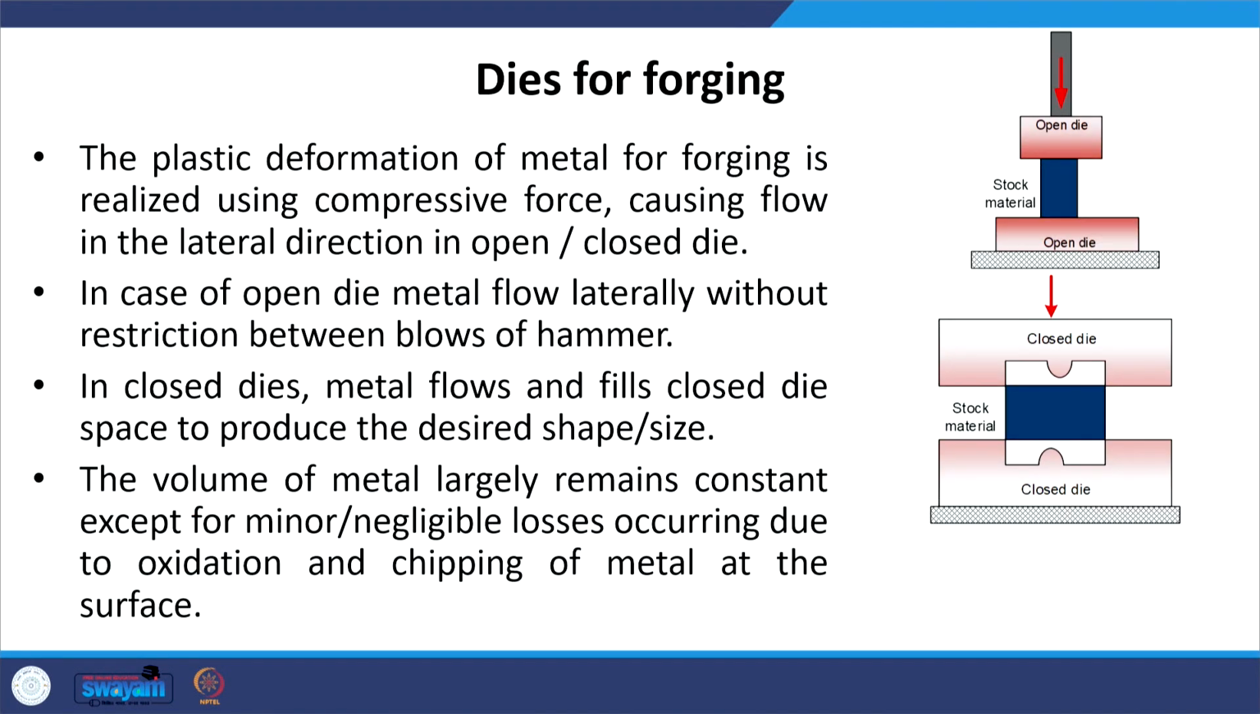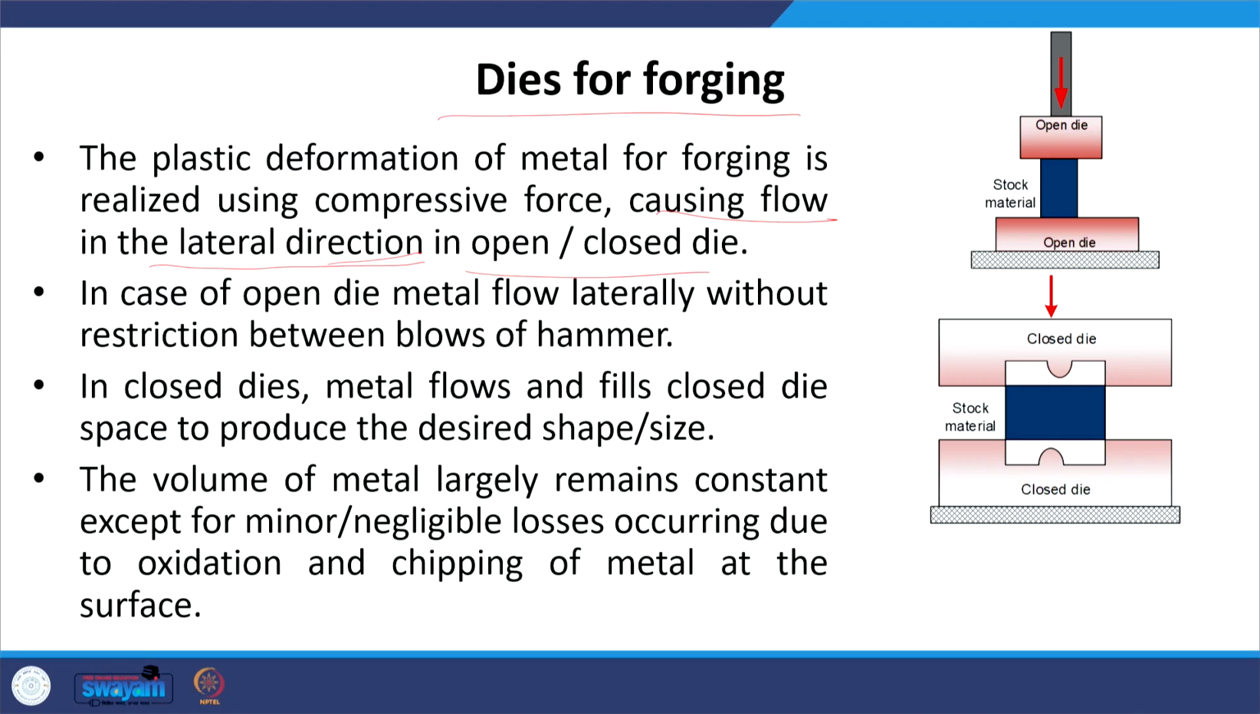As I have said, there are two broad types of dies. The plastic deformation of metal for forging is realized through the compressive load, but where this load is applied and how it is applied results in the difference here. The compressive force is applied for causing the plastic flow of the metal in the lateral direction. Open or closed die.